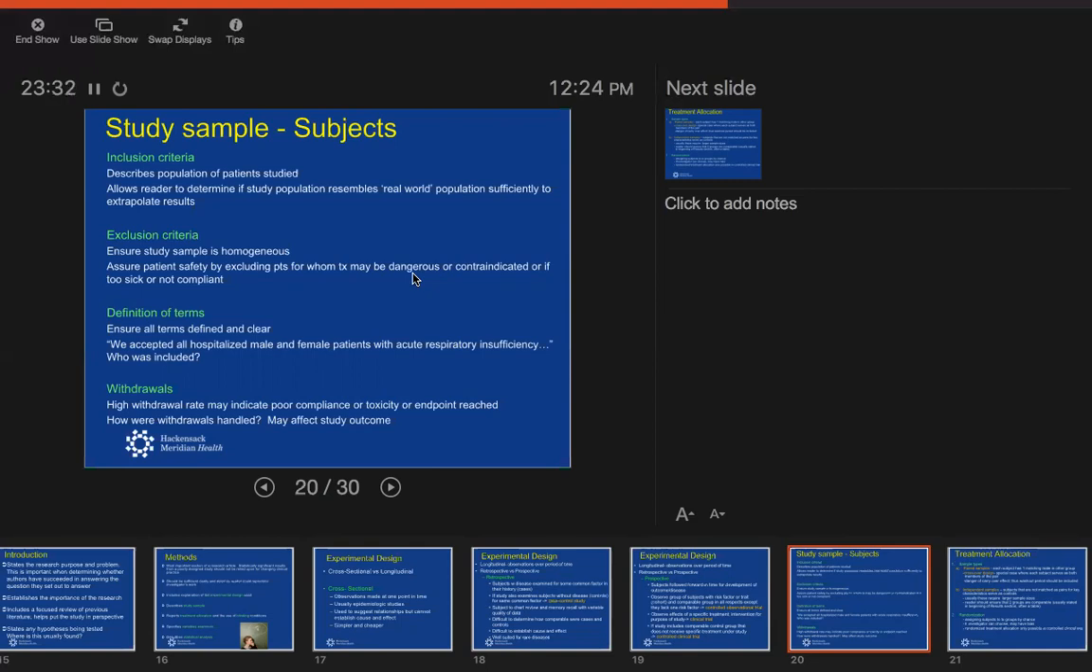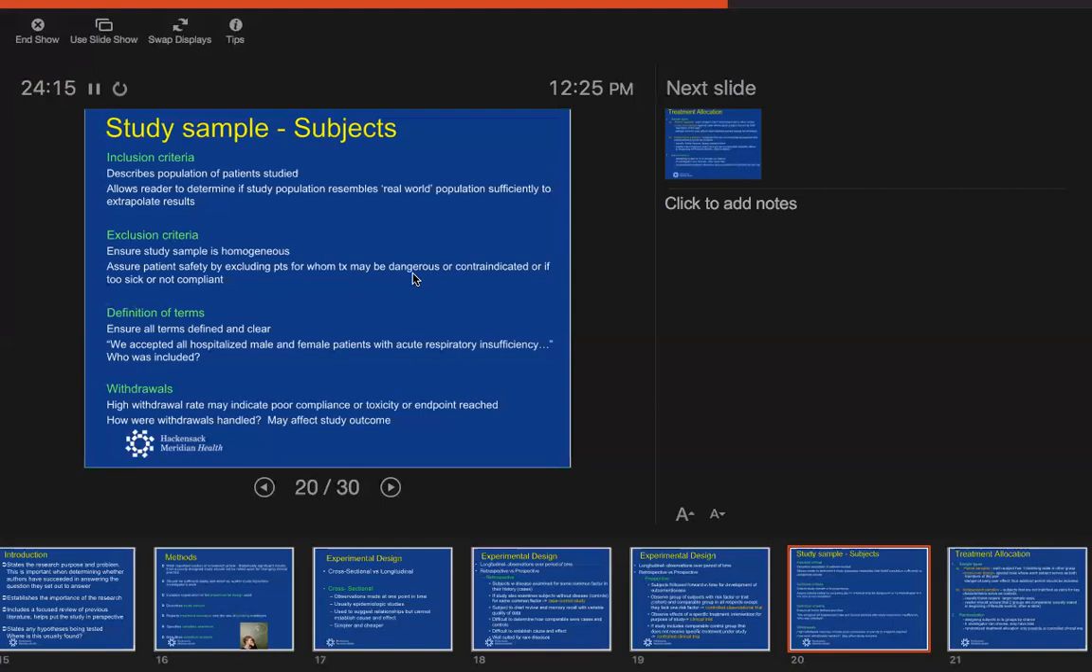However, the real world population doesn't only have one disease, they're not so homogeneous, and so when you're reading a study, you have to try to look at the inclusion-exclusion criteria and see if this would apply to your population. You want to make sure you understand all the terms, that they're well defined. So if you were reading a study about COPD, and they said, we accepted all hospitalized male and female patients with acute respiratory insufficiency, would you know what they meant by acute respiratory insufficiency? No, not unless they defined what the term meant, how they were measuring it, because it could mean different things to different people.